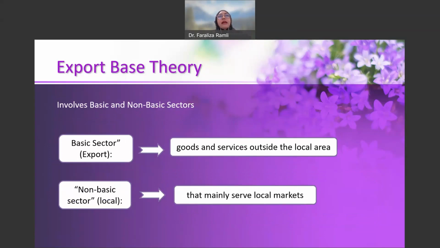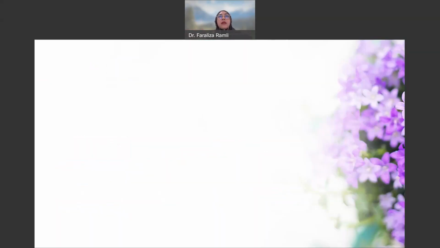Actually, export-based theory involves two types of sector: basic and non-basic. The basic sector exports goods and services outside the local area. The non-basic sector mainly serves the local market. So there are two: the basic sector serves outside the local area, and the non-basic sector serves the local market.